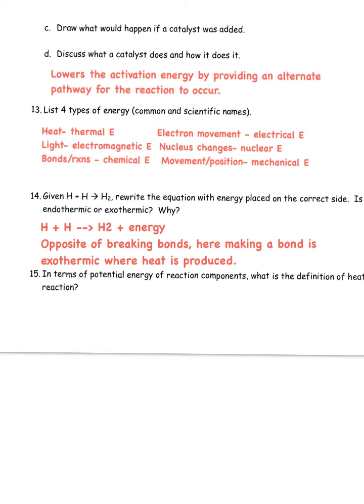All right, here we are asked to evaluate H plus H, making H2, as to whether it's endothermic or exothermic. Here you have to realize that this is really describing the opposite of breaking bonds. It's actually making a bond. It's taking two hydrogen atoms and putting them together. Whenever we make bonds, we're going to have an exothermic process, essentially the opposite of when we were breaking the bonds in class. I'm sure you all remember that. When we have something that is exothermic, like the making bonds situation that we have here, heat is going to be produced, and therefore we put it on the product side.